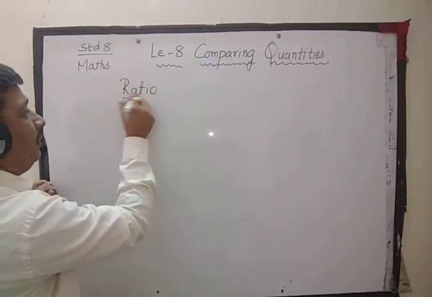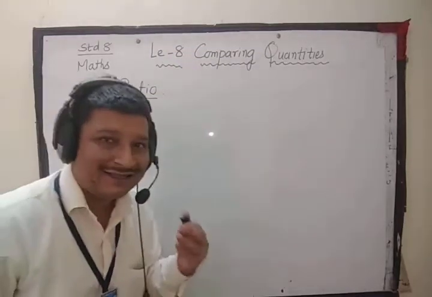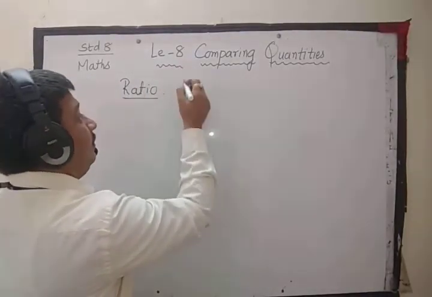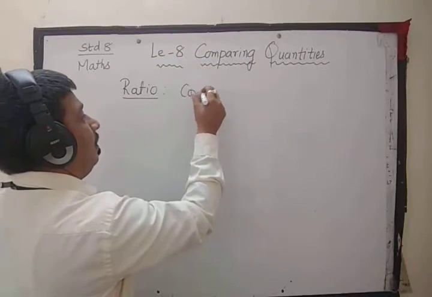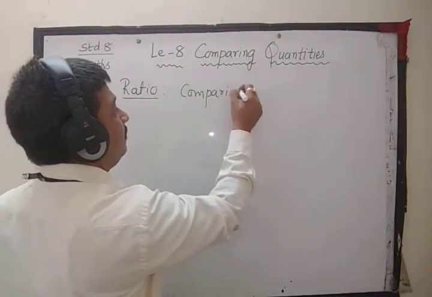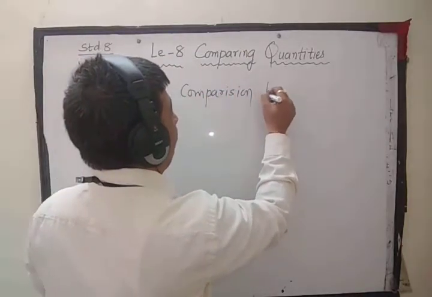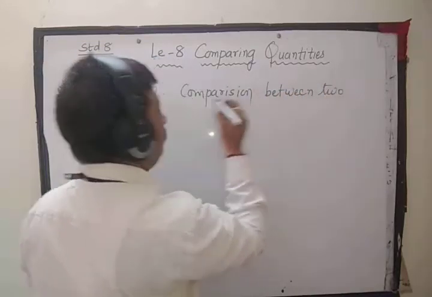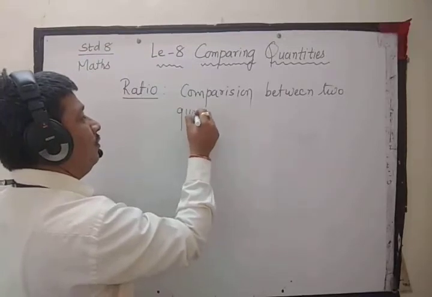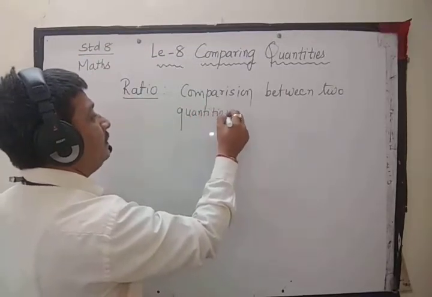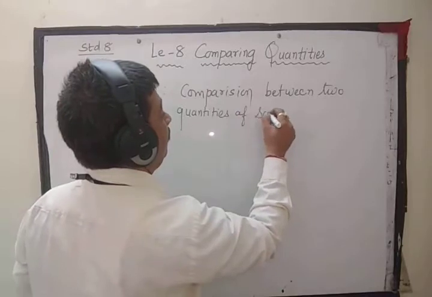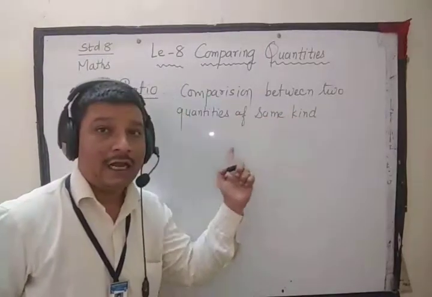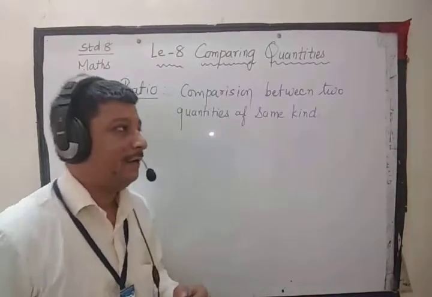This word is familiar to you, but you need to recall this. So, ratio means comparison between two quantities of same kind. Not different kind, but of same kind.